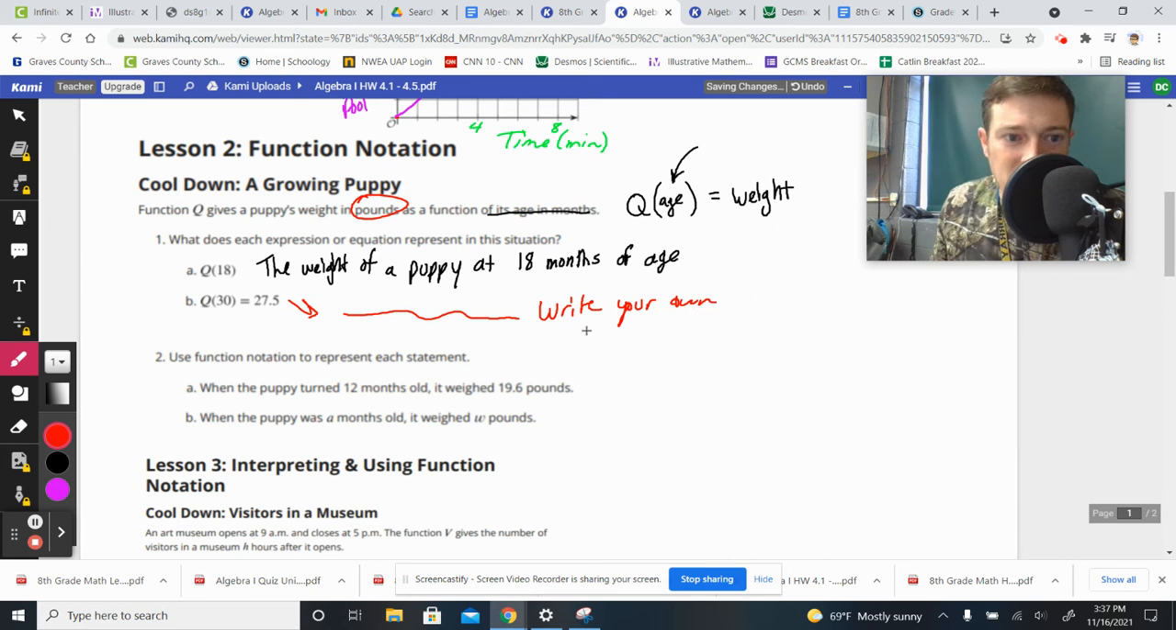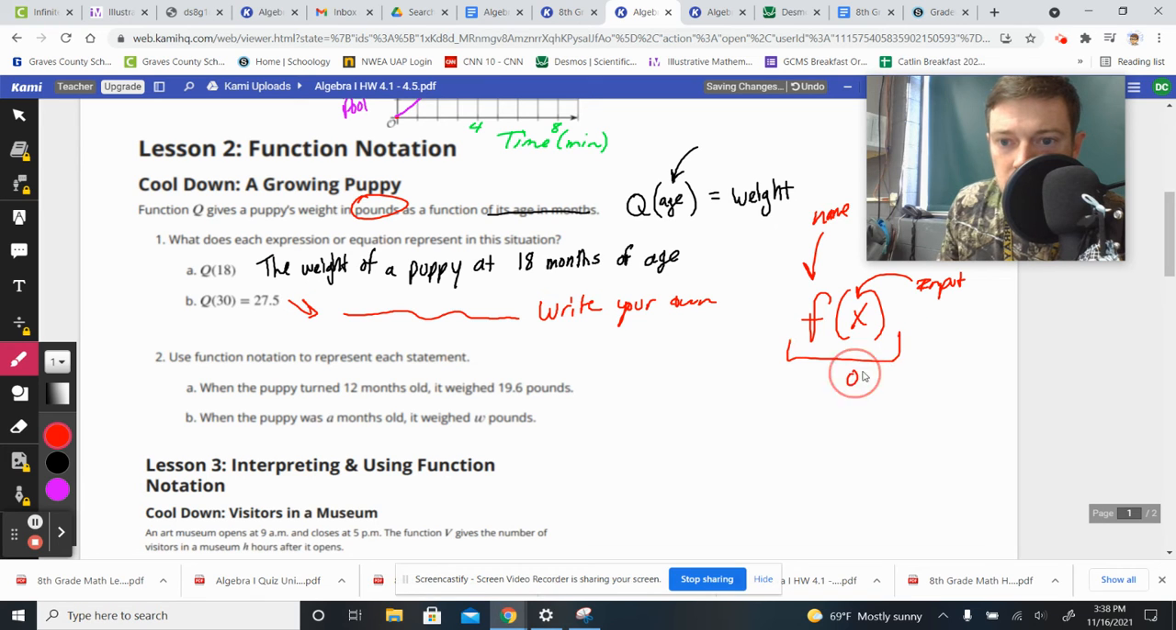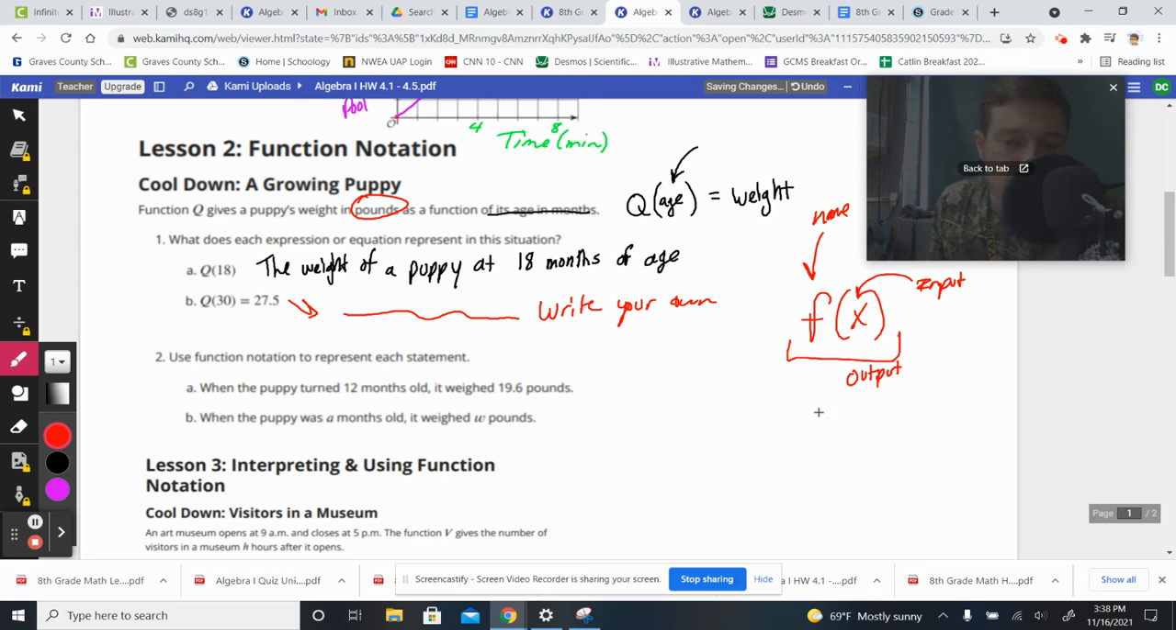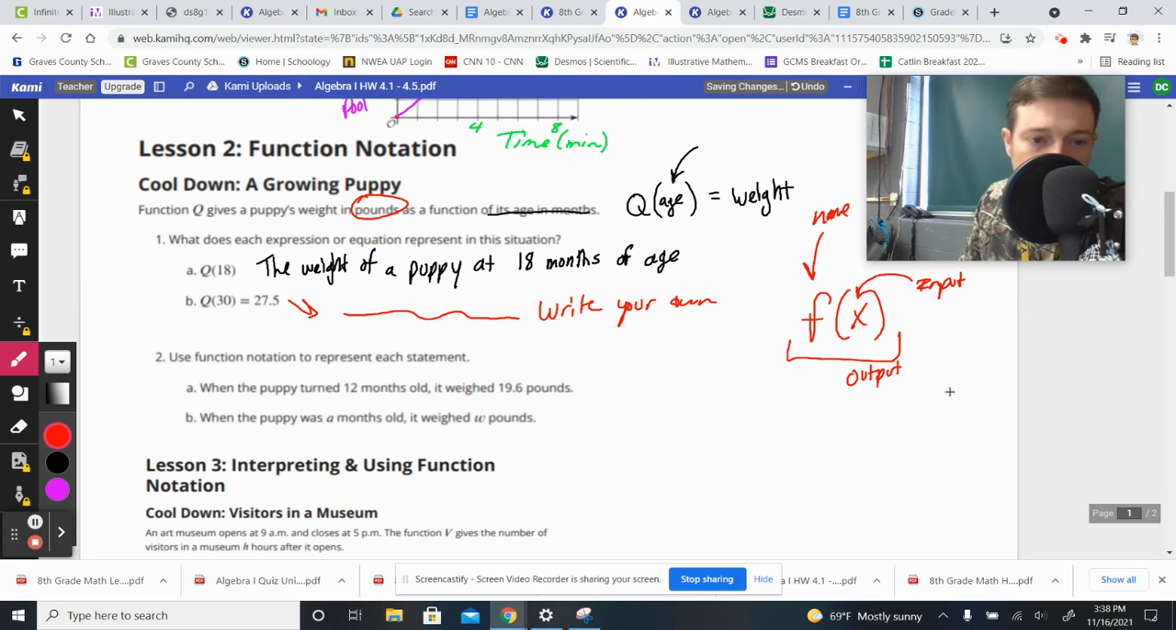All right, let's look at the last part here. Use function notation. So the reverse of that, we had function notation, we wrote the description, and now we've got the description. We have to put it into function notation. And it might be helpful to think about what function notation is. You have the name of the function. Inside the parentheses, you have the input, what's going into it. And then the whole thing altogether is the output. That's in your lesson summary notes. You can kind of look at that to get an understanding of what function notation is about.